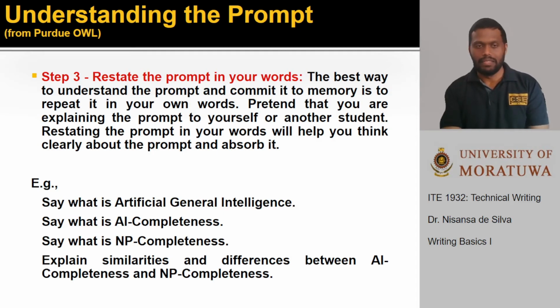With our example, I have written it down as a number of points. First, I need to say what general intelligence is, and then what is AI completeness, what is NP completeness, and then explain the similarities and differences between those two concepts. If I follow these points, I will be giving a good answer for this question.